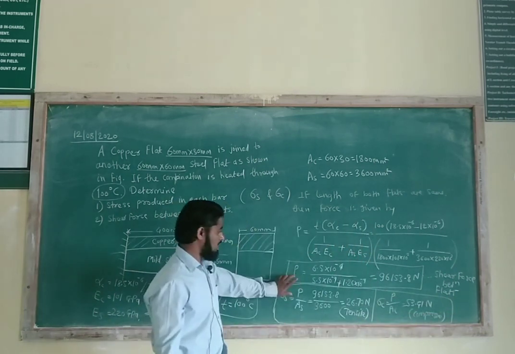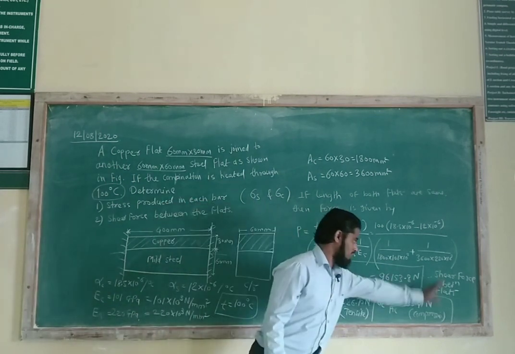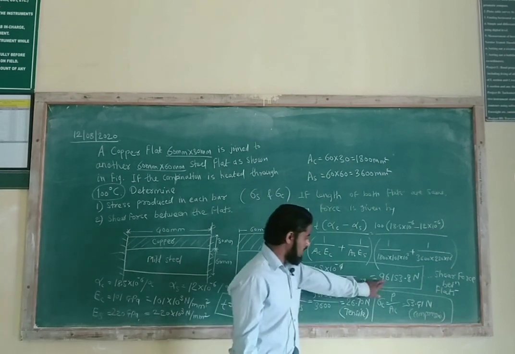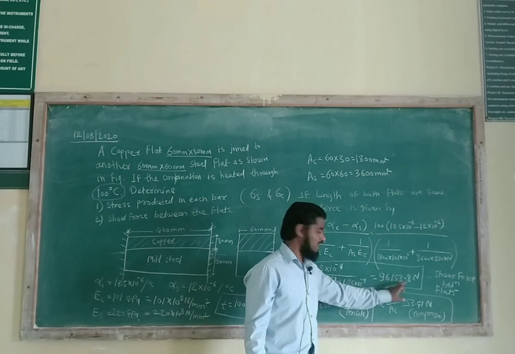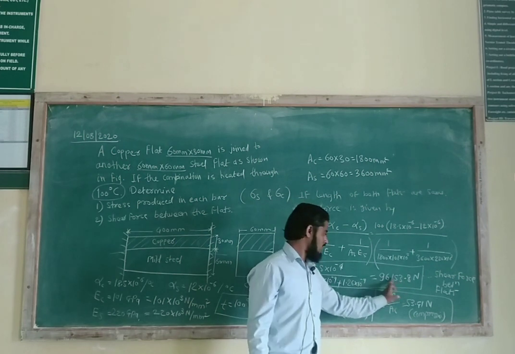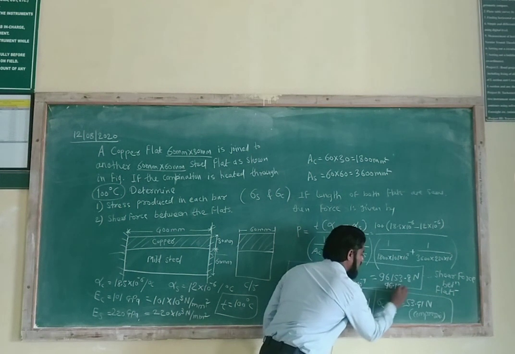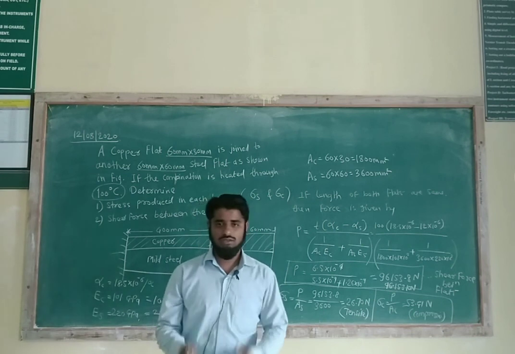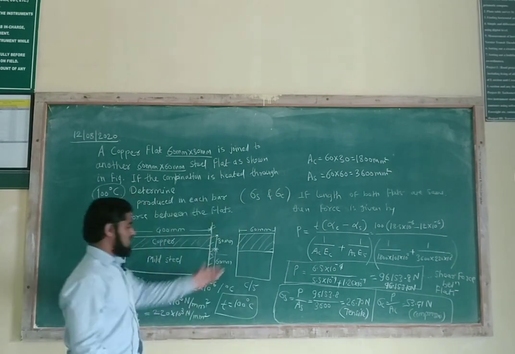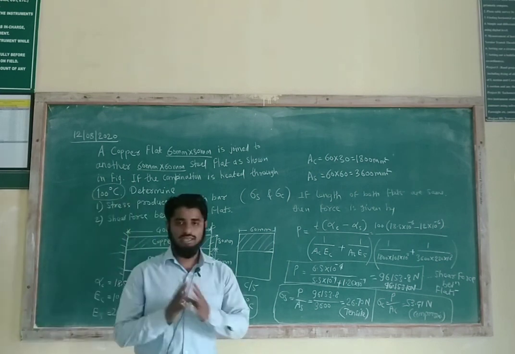Similarly, we have calculated the force exerted by the end supports, and we called it the shear force between the flats. Now you can convert it into kilonewton also. Just multiply by 10 raised to minus 3 and we get 96.153 kilonewton. In this way we can find the value of stress in steel, copper, and the force, that is the shear force exerted by the end supports.